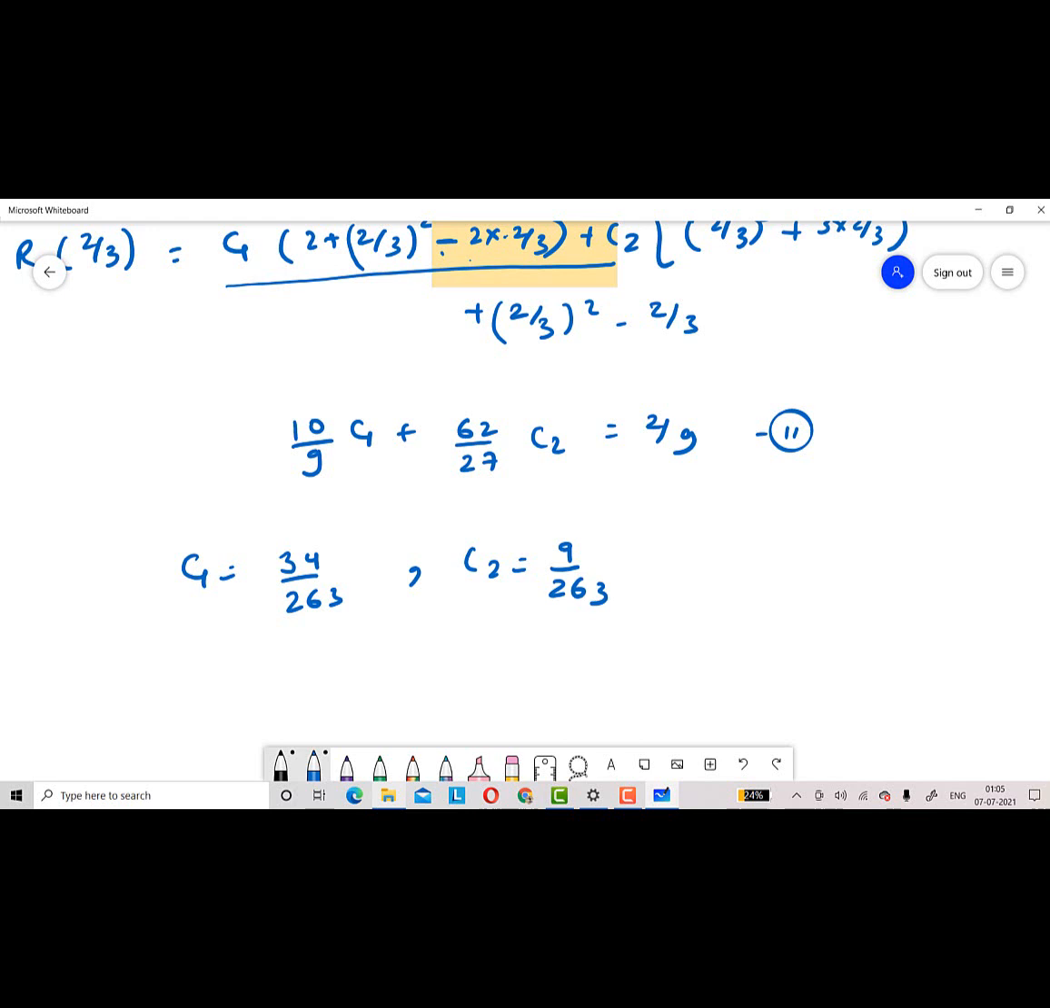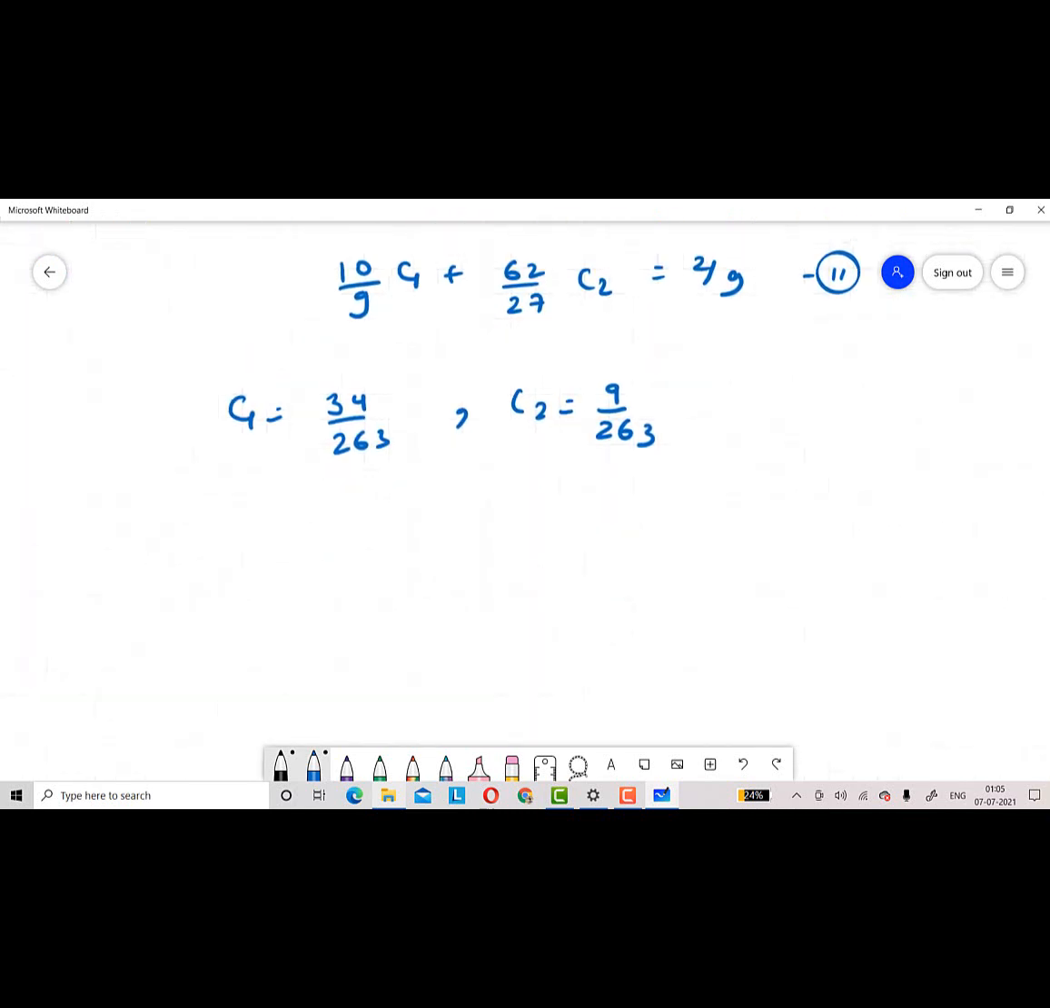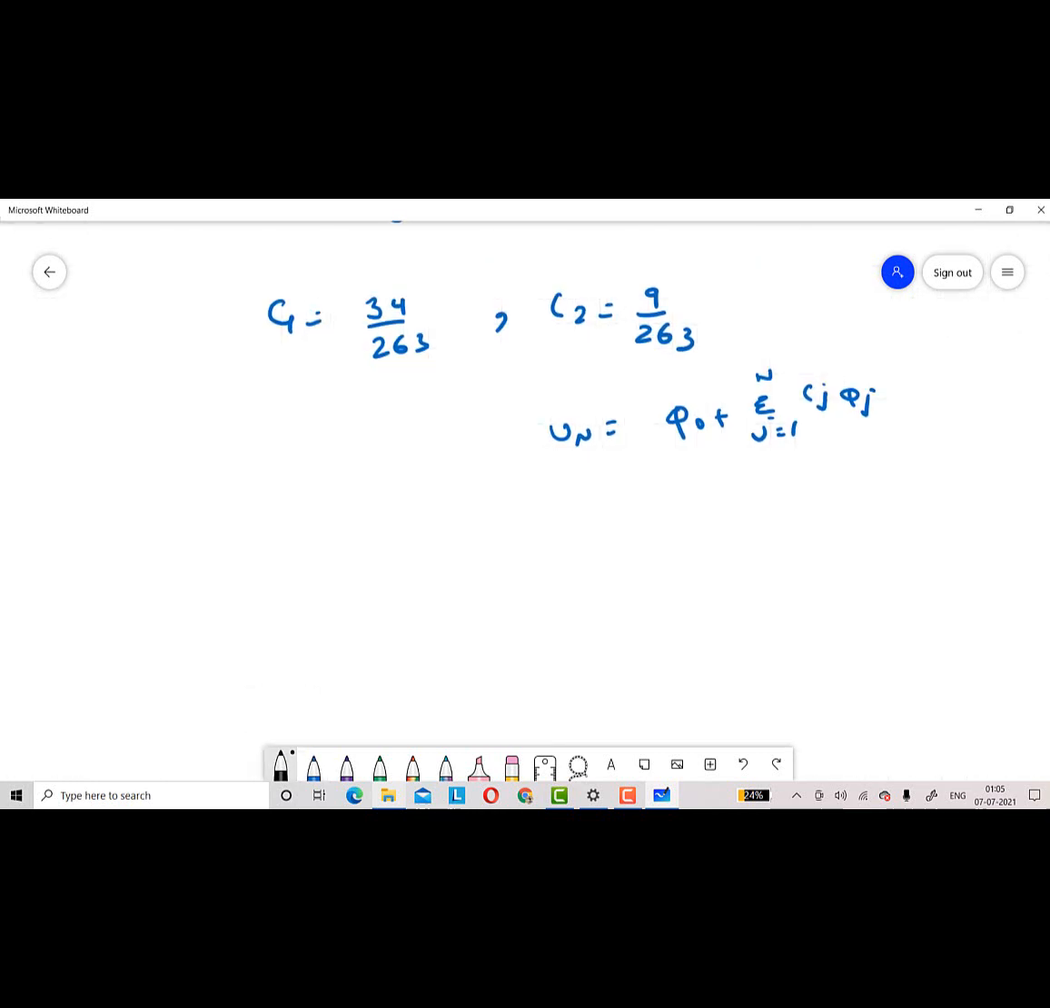Finally, we already knew how to find the solution. It's phi naught plus sigma j equals 1 to n Cj phi j. If you have seen my previous video, then you will not face any kind of difficulty in this calculation. Our fourth method is the least square method. If you want to understand it properly, then watch these videos from the start.